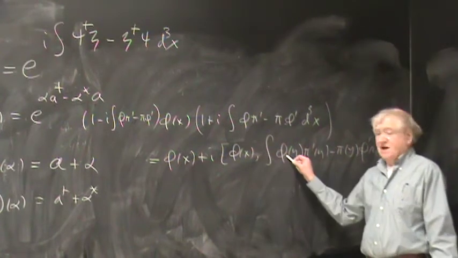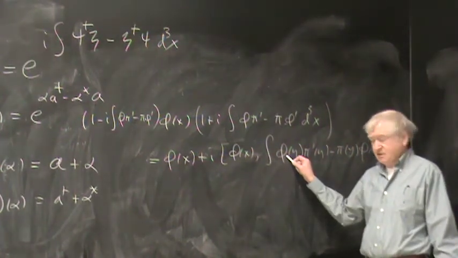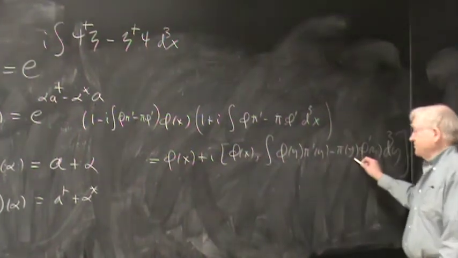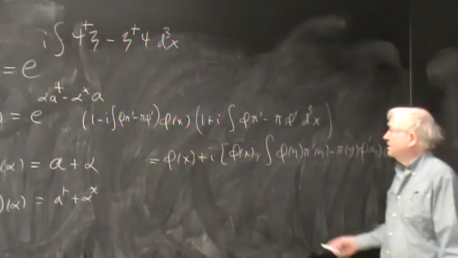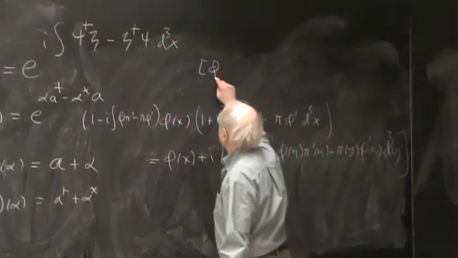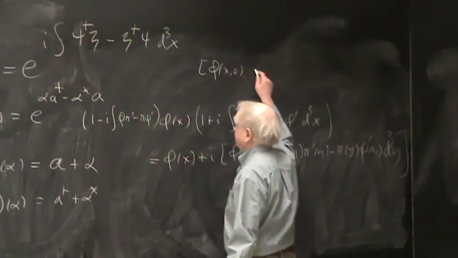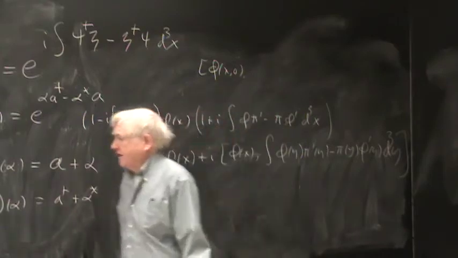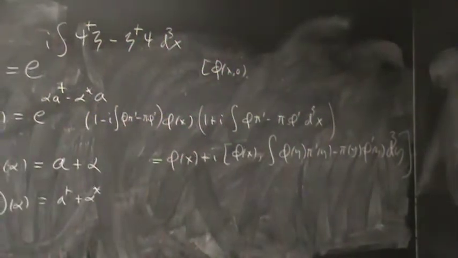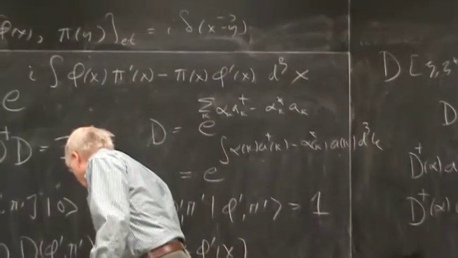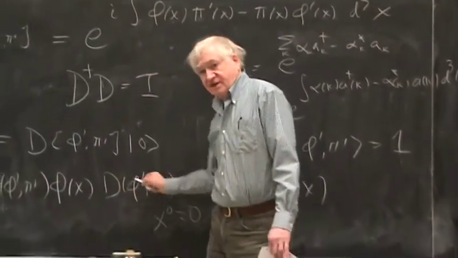Well, phi at equal times commutes with itself, and so the only commutator is phi with pi. Let's just take everything at time zero. And by the way, I was thinking of this again at x0 equals 0, the same time as in this definition.